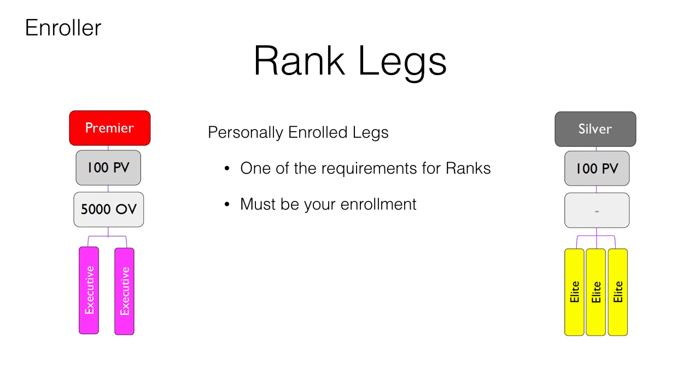Now, the second way that an enroller is beneficial is it's one of the requirements for the leadership ranks. There's 3 requirements for reaching ranks. There's personal purchases, your organizational volume and personal volume, and also those under you who you have enrolled that have reached a certain rank. So to become a premier, you need to have enrolled 2 people that reach the rank of executive as one of the qualifiers to reach the rank of premier.